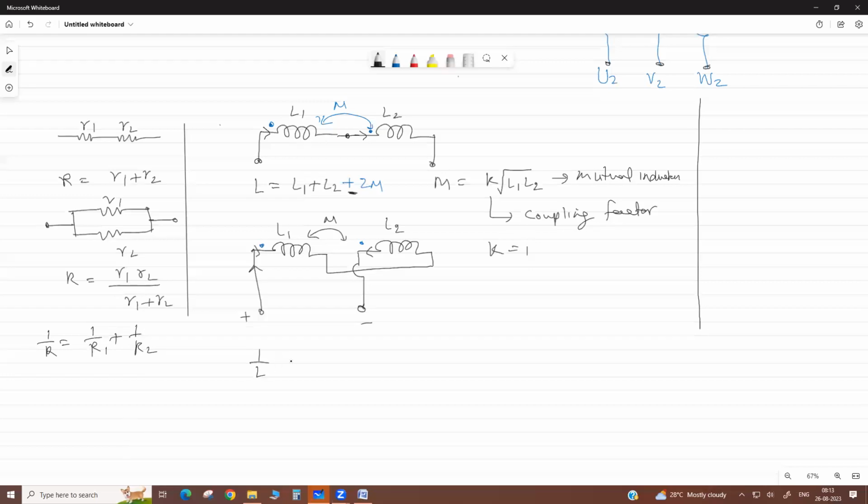Here it is 1 by L equals 1 by L1 plus 1 by L2. If there is mutual inductance, then again plus or minus, 1 by 2L, like this. If the coils are not in parallel, then mutual inductance does not come in. It is like a resistance only. So there is no confusion in an inductor.